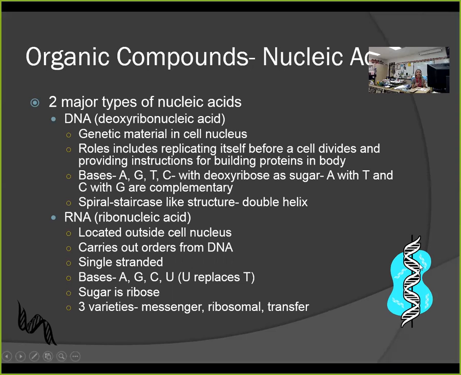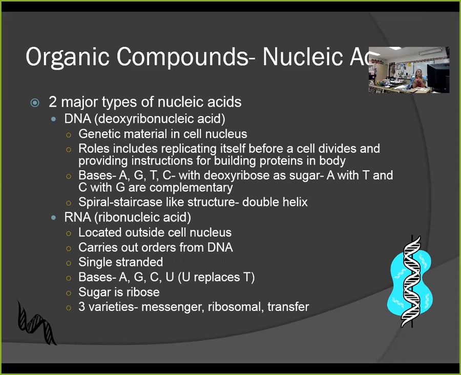Now RNA is a little bit different. There's different types of RNA, 3 different types. They're located outside the cell nucleus. Now one of them moves in, but it moves back out. And RNA's purpose is just to carry out orders from DNA. So DNA gives kind of the blueprint, RNA copies that, and then it carries it out. The RNA is actually what makes the proteins. DNA just kind of sets up the instructions for it. It's almost like a mold of it, if you will.